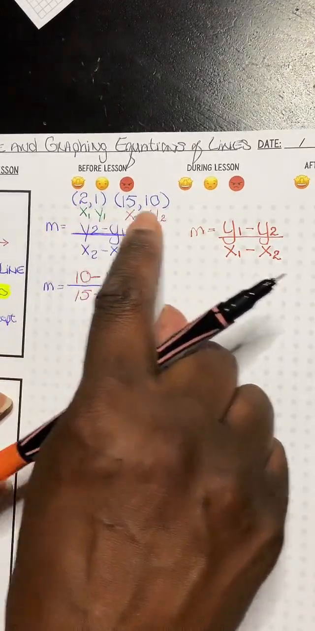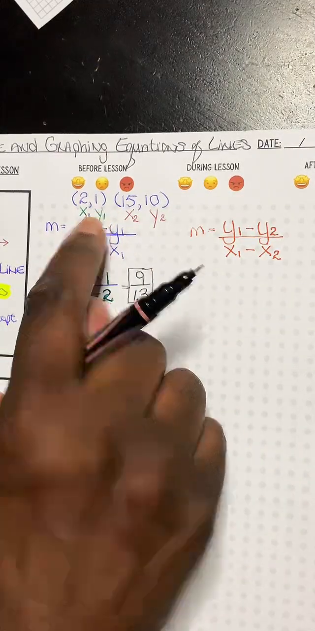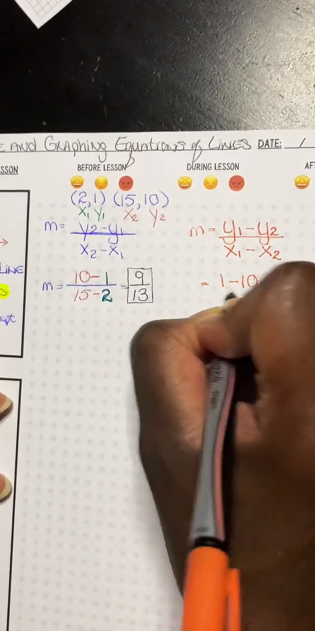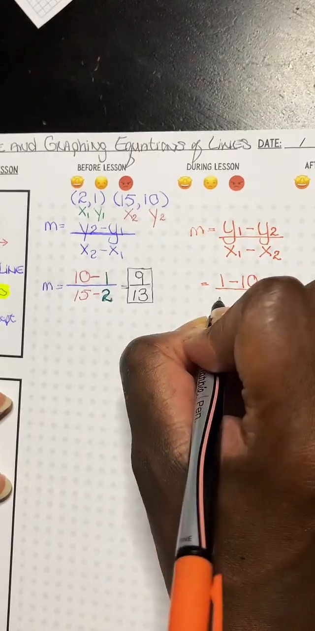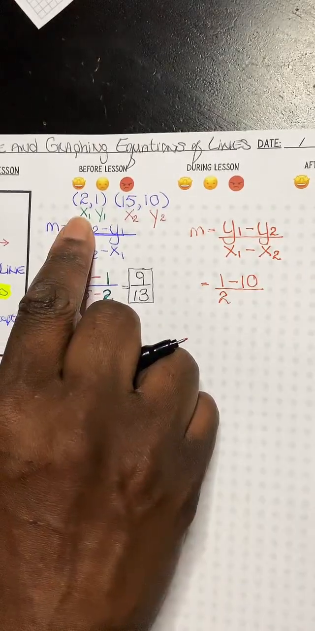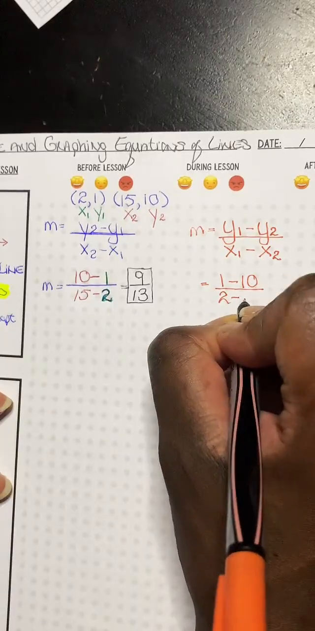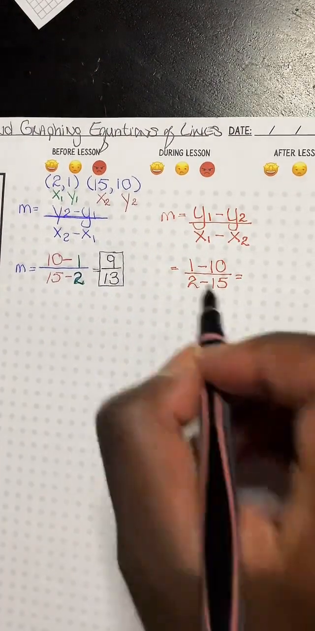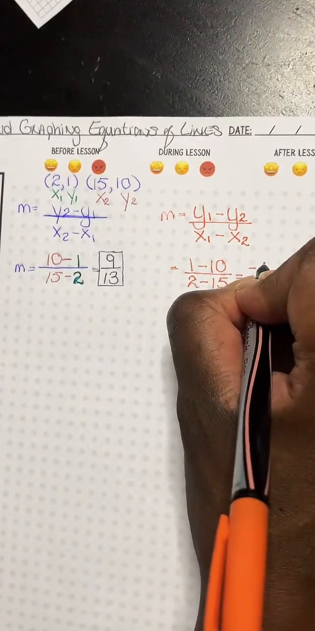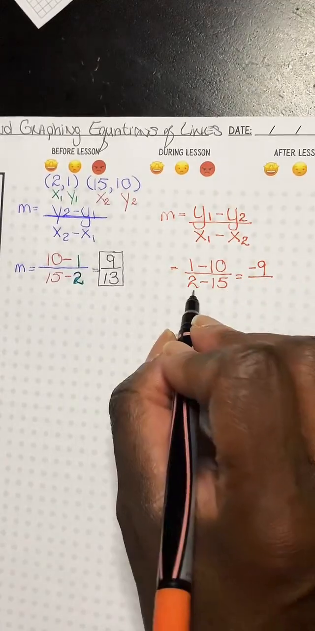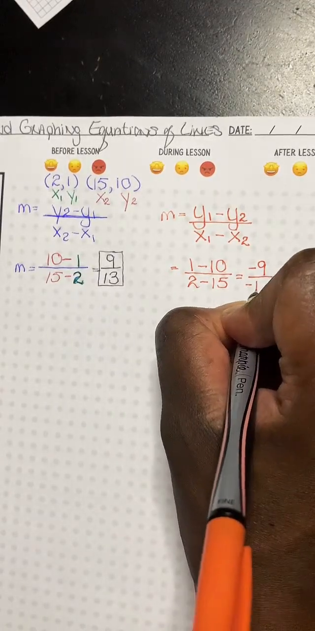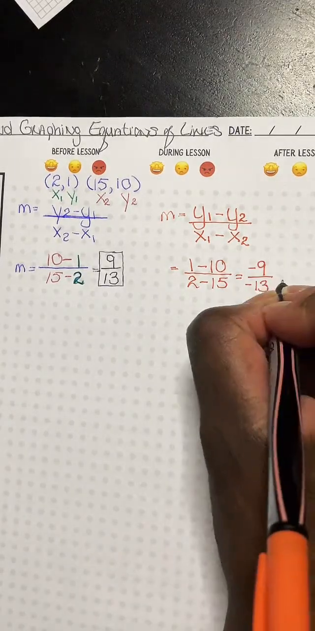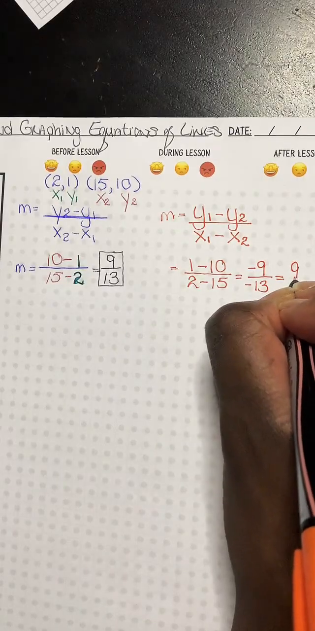So since we naturally read from left to right, we can have our 1 minus our 10 over our 2, which is my x sub 1, minus my 15. Okay, 1 minus 10 will give me a negative 9, and 2 minus 15 will give me a negative 13. So negative divided by a negative also gives me a positive answer.